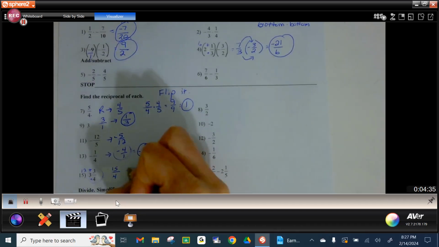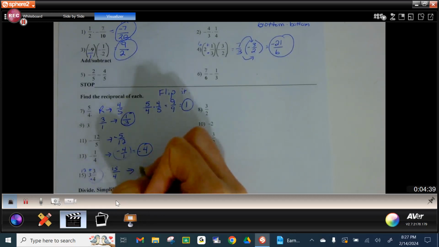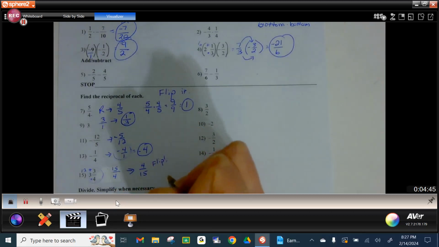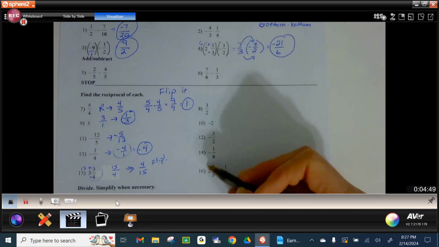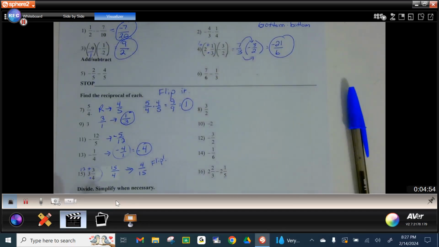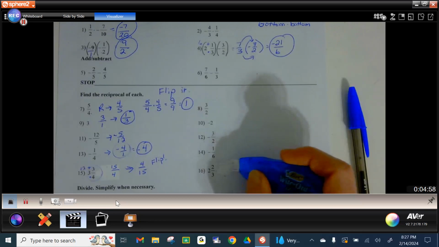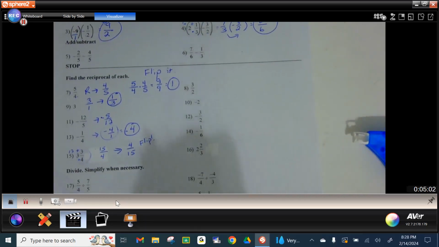Now we need to find the reciprocal. Well, the reciprocal is just flipping things. Now we have a top and a bottom. So we put the bottom on the top and the top on the bottom. Flip them. Flip. Okay. And that's the reciprocal. Now you're going to do the same thing for 16. You're going to change this into an improper fraction. Oops, I forgot to erase this. Change this into an improper fraction, and then you're going to flip it.